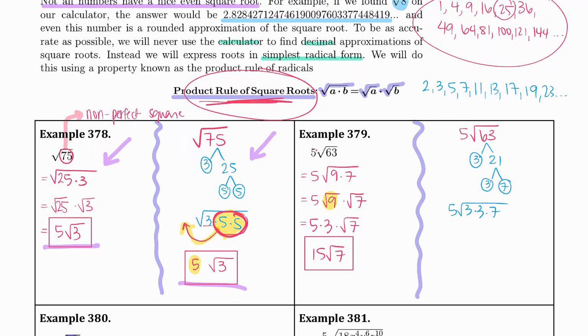Well, we've got a pair of 3s. So I'm going to take a 3 to the outside. There's already a 5 right here. So when I take that 3 out, we multiply them. 5 times 3 is 15. The only thing left over inside is 7. So either method we use, we get to the same answer.